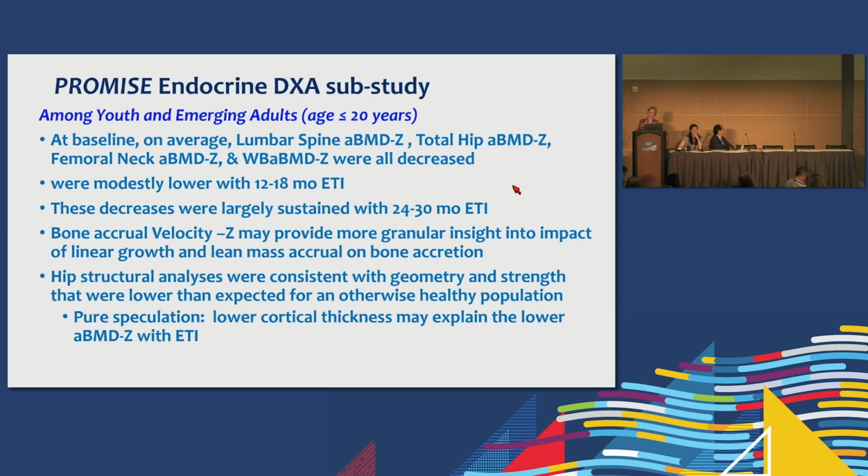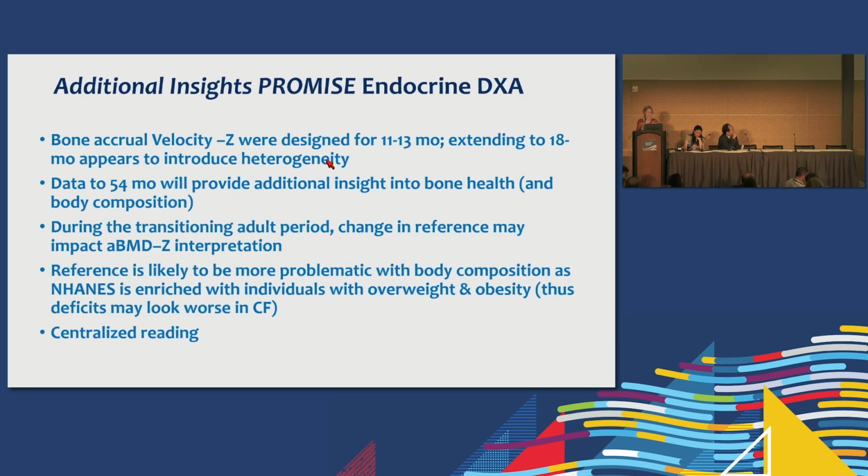I would like to acknowledge that perhaps the velocity curves are going to give us a little bit more granularity, and we'll be able to look at that with respect to changes in BMI and FEV1. And hip structural analyses were consistent with geometry and strength that were lower than expected compared to the otherwise healthy population. And pure speculation, but I wondered if this lower cortical thickness may explain the lower Z-scores with ETI. But I'm new to the hip structural analysis field.